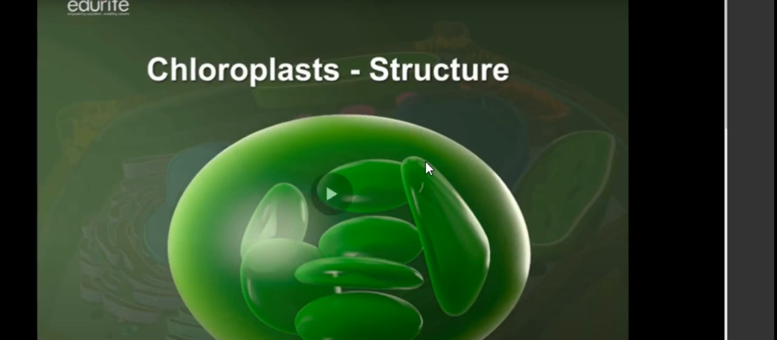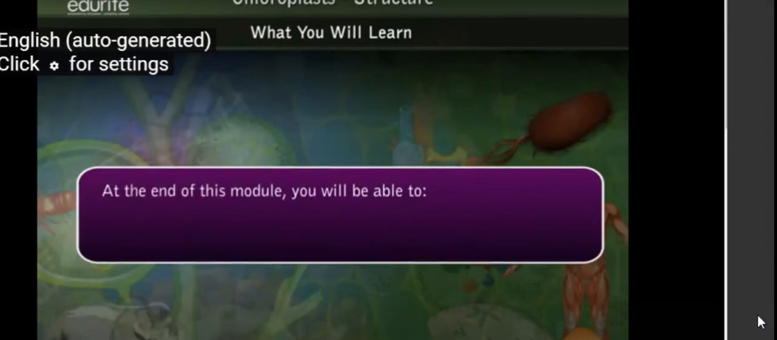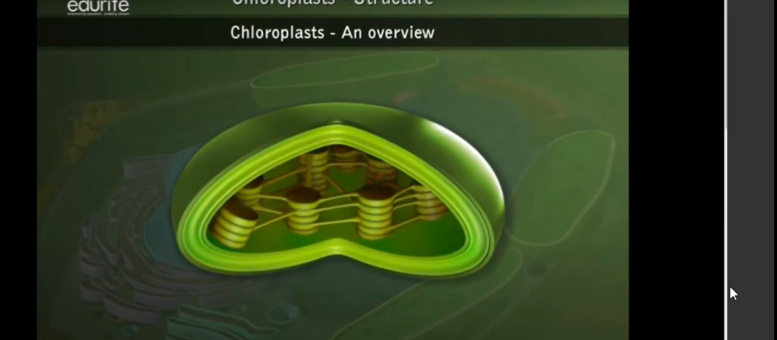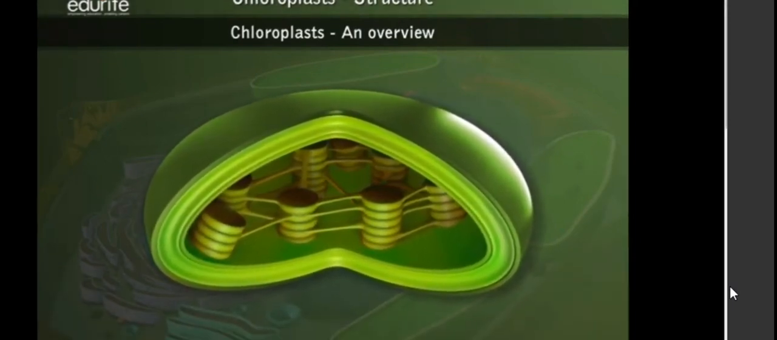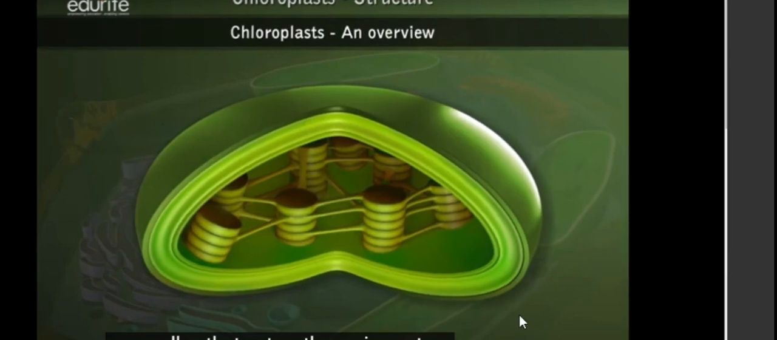Now let us look at the structure. At the end of this module, you will be able to describe that chloroplasts are membrane-bound organelles that act as the main centers for photosynthesis. These are double membrane bounded organelles. Their main function is to perform photosynthesis.